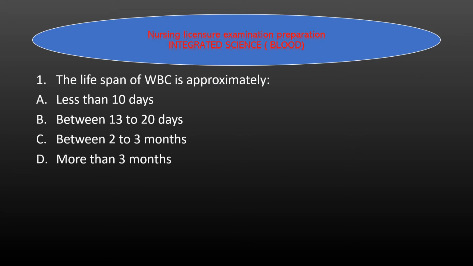Question number 1. The lifespan of WBC is approximately option A, less than 10 days, option B, between 13 to 20 days, option C, between 2 to 3 months, option D, more than 3 months. And the correct answer is option B, that is between 13 to 20 days. In comparison with RBC, the lifespan of WBC is less. And the lifespan of RBC is 120 days.